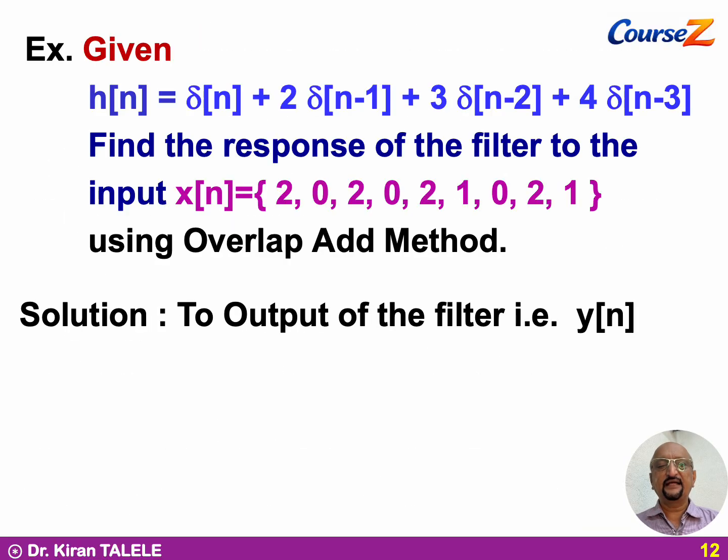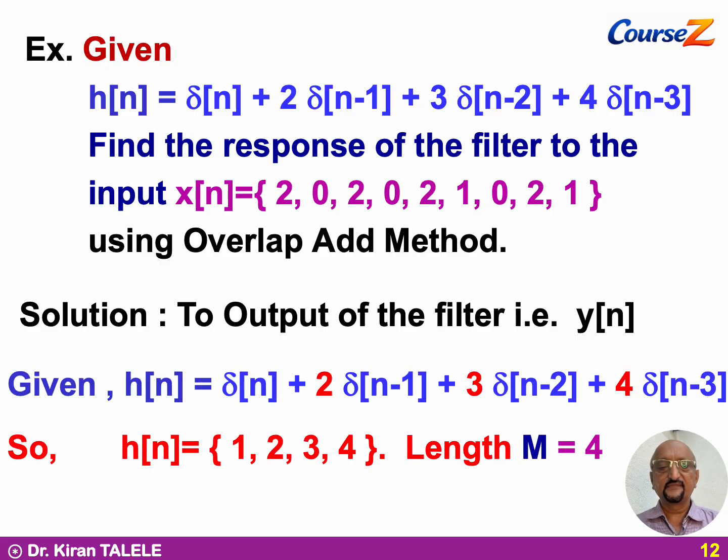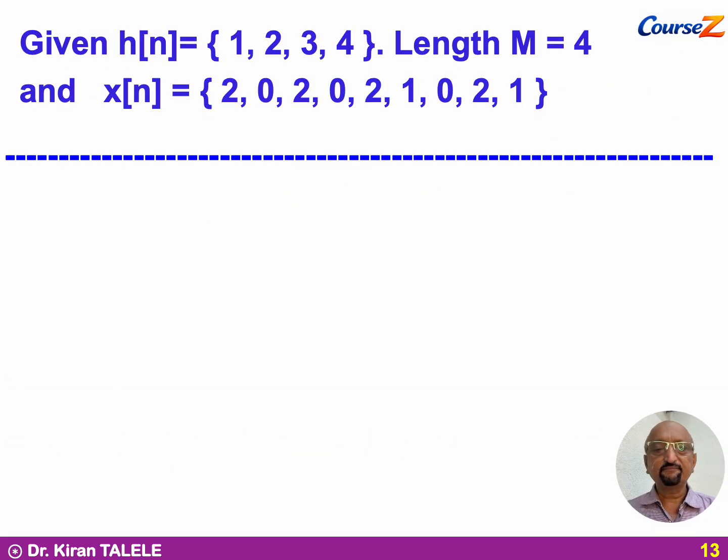Let's say x of n is given, that is 2, 0, 2, 0, 2, 1. Assume that this x of n is actually a long sequence, but from the manual calculation point of view, a short length sequence is selected. h of n is delta n plus 2 delta n minus 1 plus 3 delta n minus 2 plus 4 delta n minus 3. Actually it is 1, 2, 3, 4.